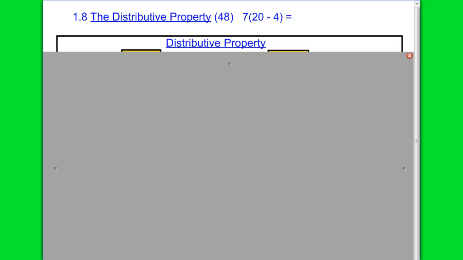Okay, so we are going to review the distributive property today. It begins on page 48. And here's your first little example. This is a pretty basic little example. Mark was telling us how we could show the distributive property with this example.